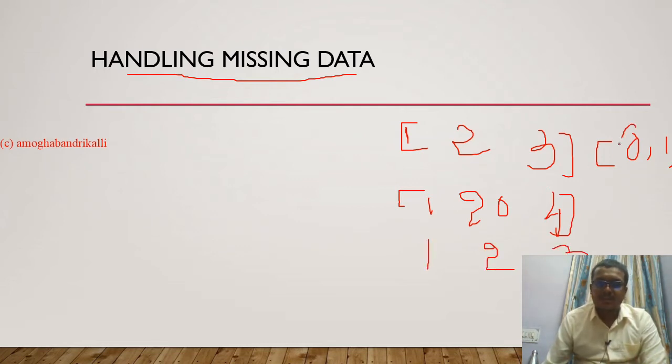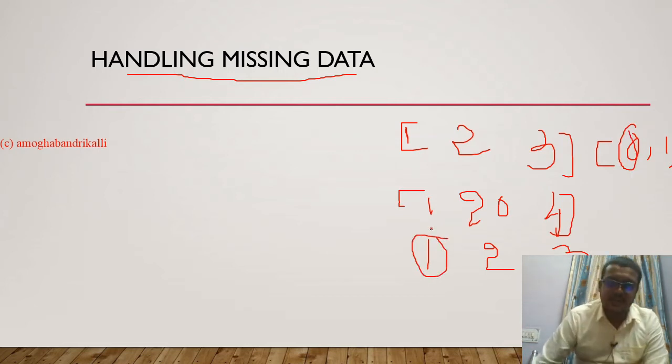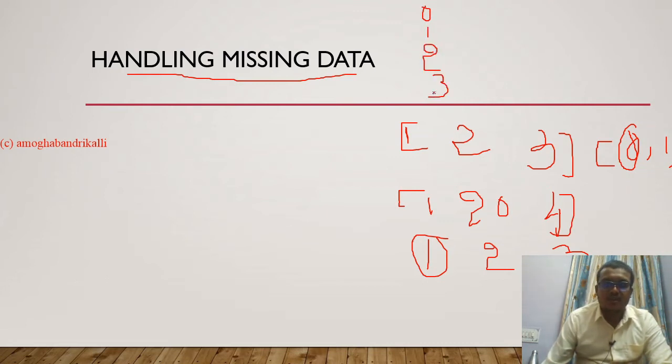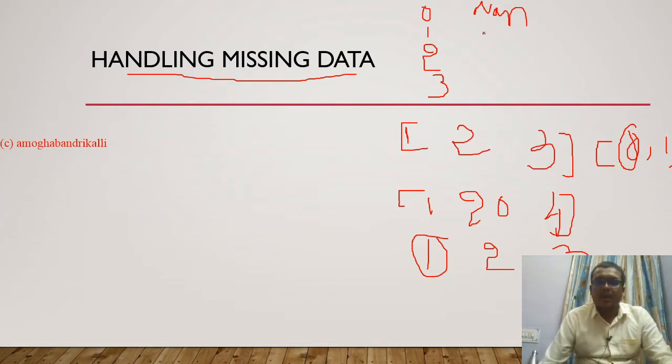So here, as per the index, the 0th value has been missed in the second data set. How is this going to be printed? See, the index I am writing is 0, 1, 2, 3. So here 0 will be a NaN value, like this. So it will be a not a number value. Like this we are going to handle the missing data.